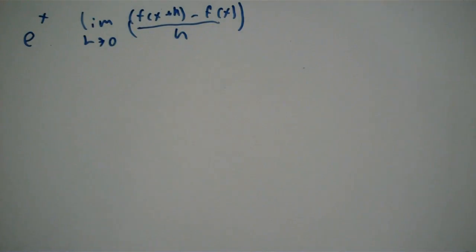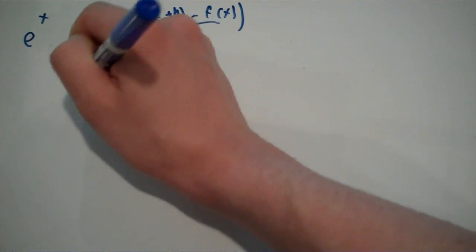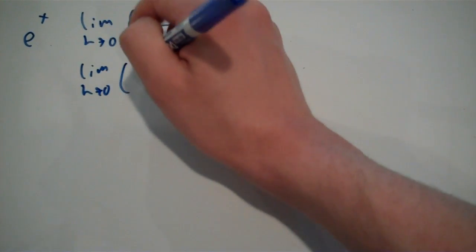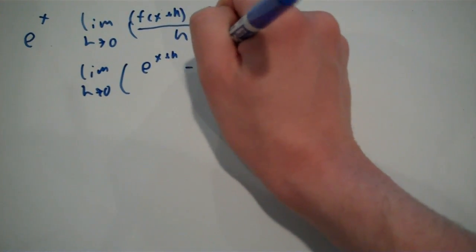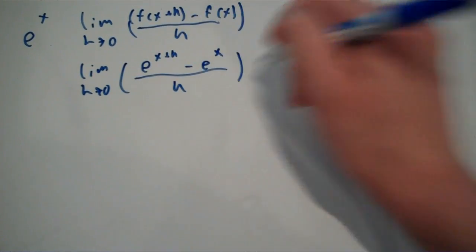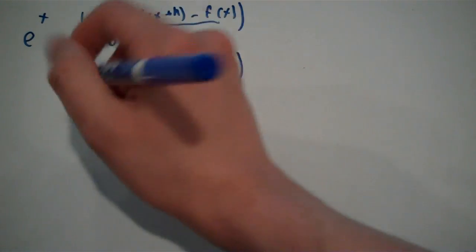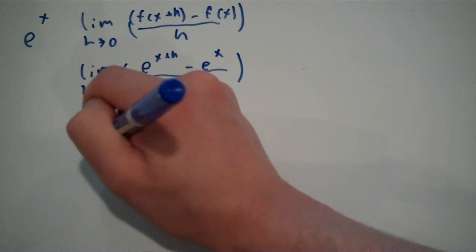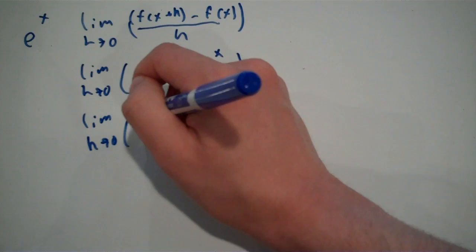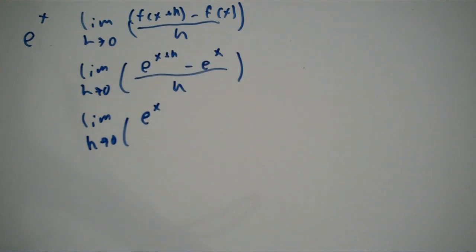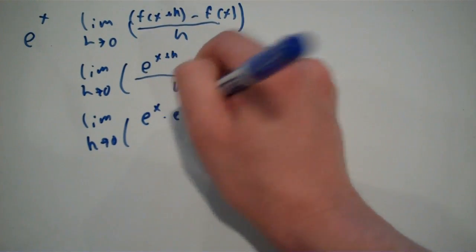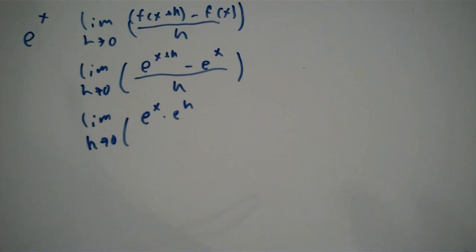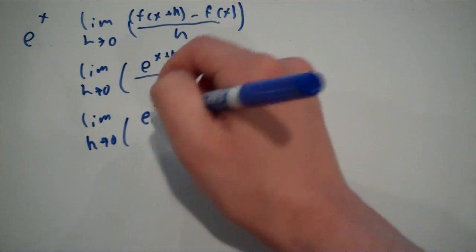So now using this equation, we're going to plug in our e to the x as our function. So we have the limit as h approaches 0 of e to the x plus h, because we're plugging in our x plus h for our x, minus e to the x, all over h. Now, a special property with exponents is that if you're adding exponents, that is the same as if you're multiplying them. What I mean by that is e to the x plus h is the same as e to the x times e to the h. That's just a property of exponents.